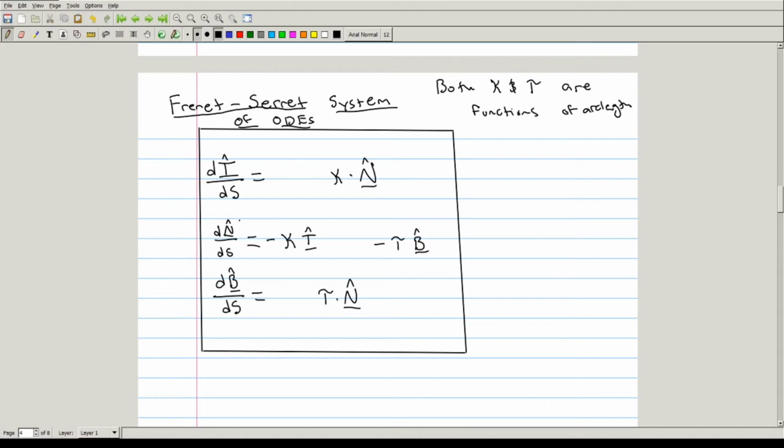So this will be an interesting thing to look at a little bit later on in the course when we get into systems of ODEs. So how can we use this? Well, I guess the first thing we should look at is if we have a curve that's parameterized by arc length. So consider a curve C that is parameterized by arc length s.